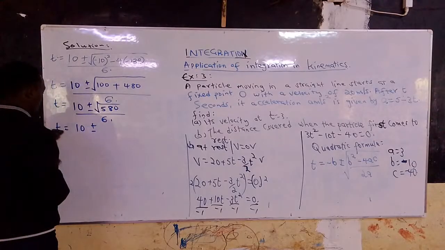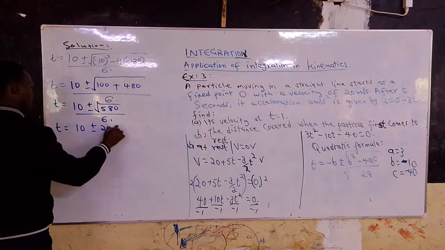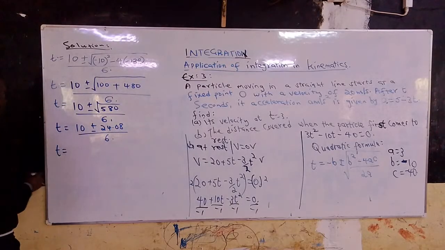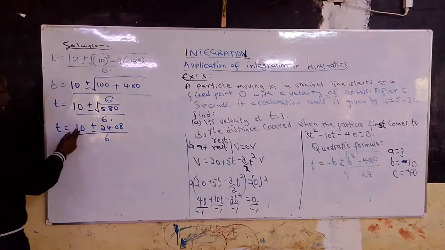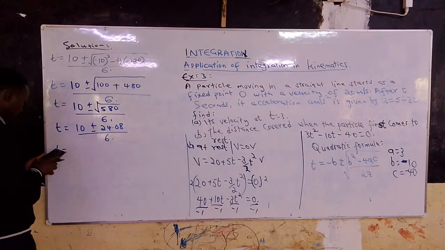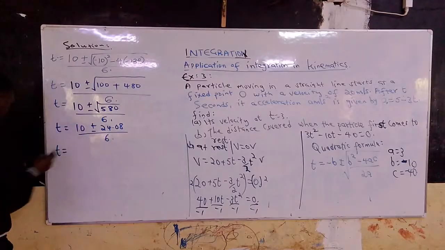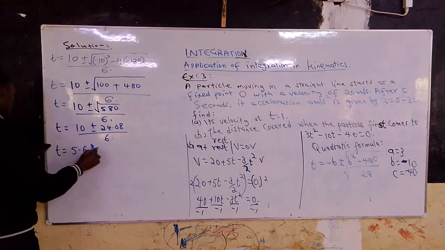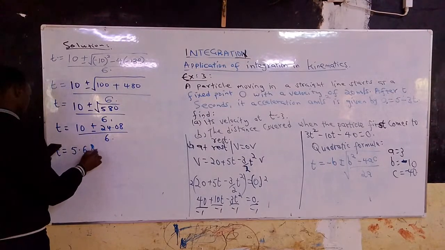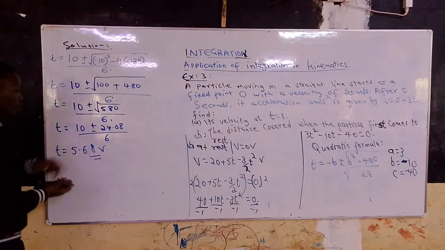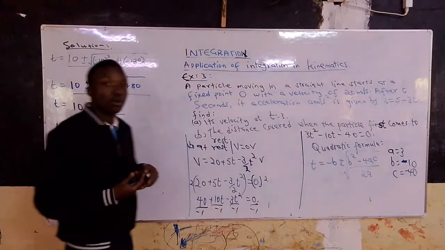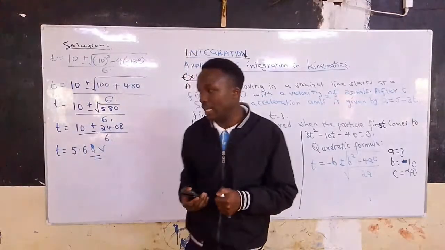is 24.08 over 6. So our time will be equal to 10 plus 24.08, which is 34.08, divided by 6. We have our time as 5.68 seconds. Then we will omit 10 minus 24 because it will give us a negative time, and we all know that negative time is unrealistic.